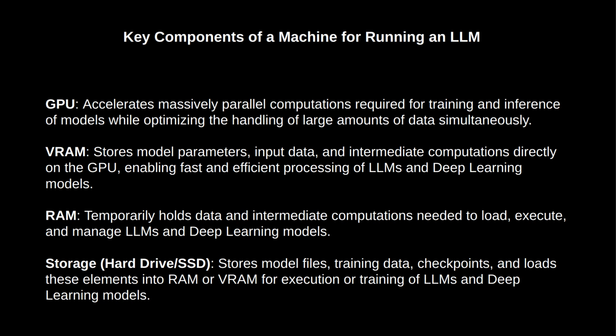Now the question is, what kind of machine do we need to run these open-source models? To run LLMs efficiently, a machine needs powerful GPUs, lots of VRAM, this is the GPU's dedicated memory, plenty of RAM, and significant storage space. You'll notice I didn't mention CPUs. While CPUs are important, they are not a critical factor. The real bottlenecks and biggest cost factors are the GPUs, VRAM, RAM, and storage.